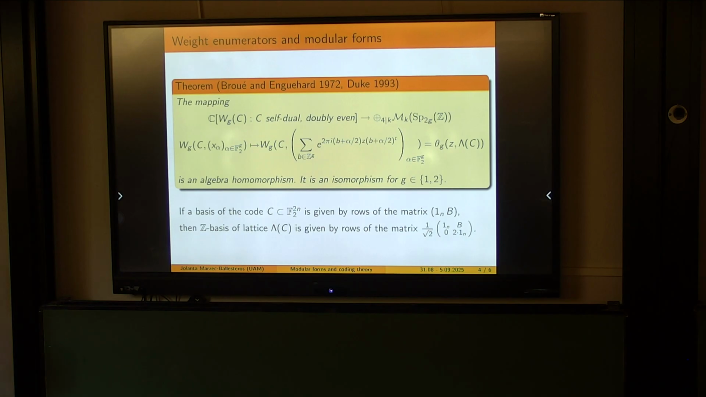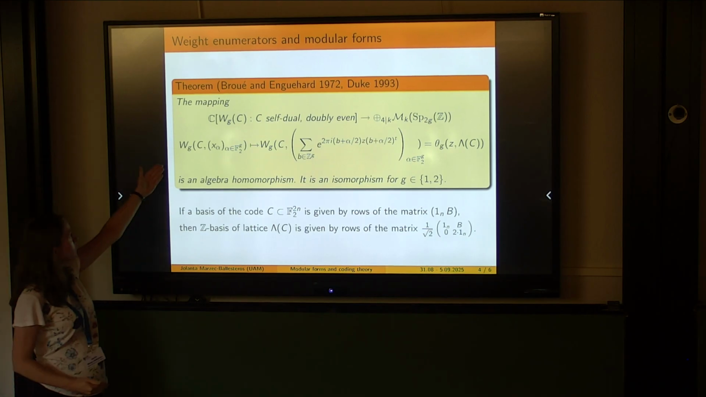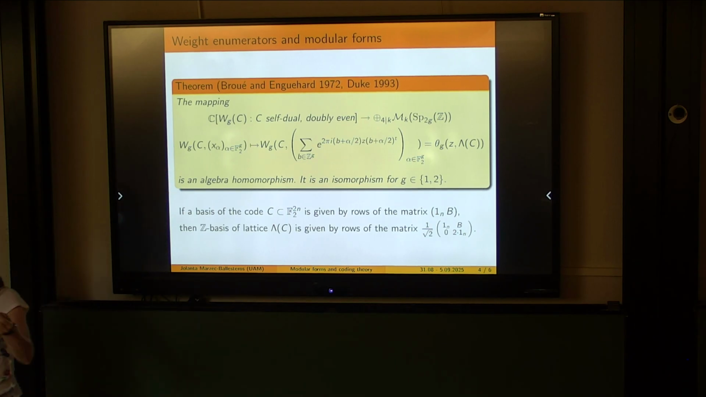Now, the way this homomorphism is defined, you take this genus G weight enumerator, and at each variable, at X alpha, you substitute a theta constant. So that's the series that I put here. And then it turns out that this polynomial is a theta series of genus G that one associates to a lattice, lambda, which can be constructed in a certain general way from a code C we started with. And the interesting thing is that for genus 1 and 2, this is actually an isomorphism.